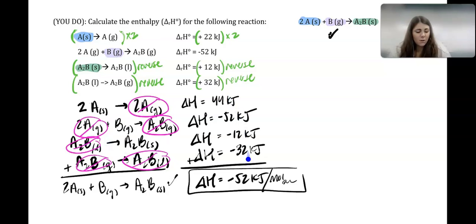Then after manipulating all of those delta H values to times 2 and reverse, I added up and got negative 52 kilojoules for that entire reaction. Overall, take your time with this. Always circle, cross things out just to verify that you got the overall that you were looking for.